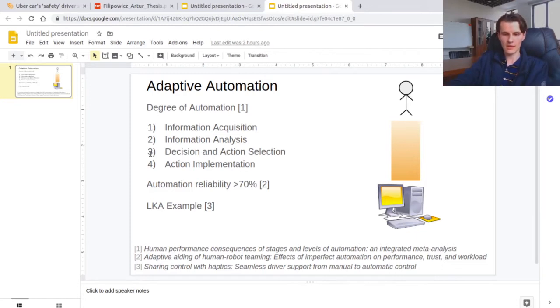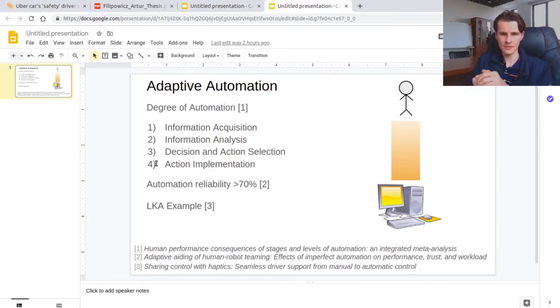So in many ways, current systems that have potential for this adaptive automation idea automate everything, stage 1, 2, and 3, and then the sharing, they come together with the driver basically at stage 4, the action implementation. What does that look like?